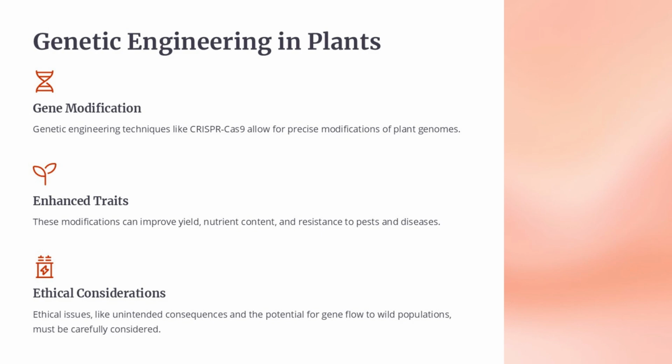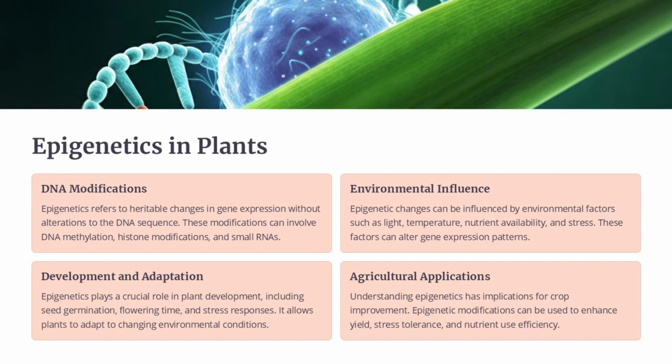powerful technology. Epigenetics refers to heritable changes in gene expression without altering the DNA sequence itself. These modifications can involve DNA methylation, histone modifications, and small RNAs. Epigenetic changes can be influenced by environmental factors like light, temperature, nutrients, and stress. Epigenetics plays a crucial role in plant development and adaptation, allowing plants to respond to changing conditions. Understanding epigenetics has important implications for crop improvement, like enhancing yield, stress tolerance, and nutrient use efficiency.